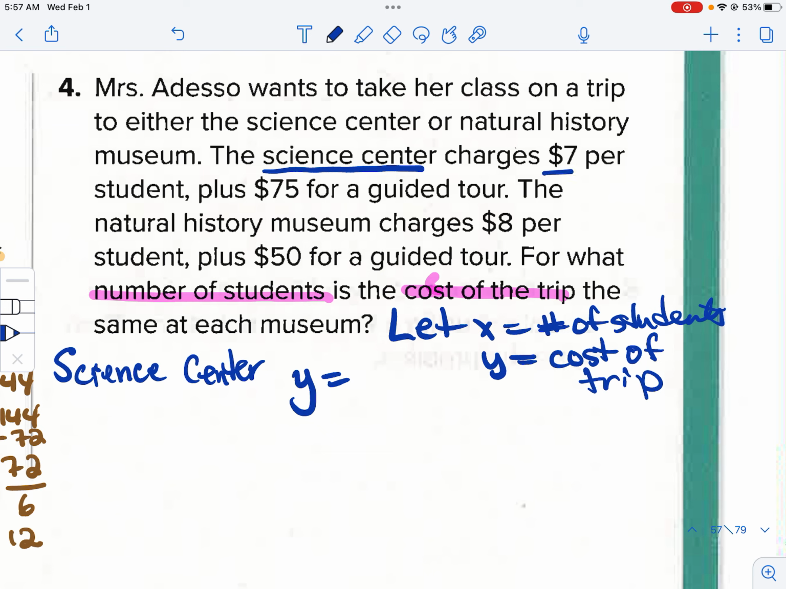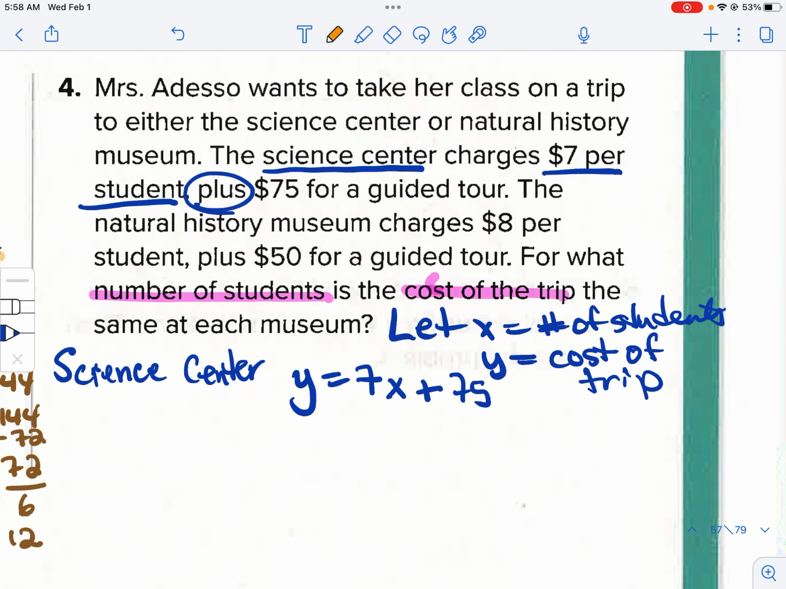Then it says $7 per student. Remember, when it has $7 per student, that means that we're going to take 7 and we're going to multiply it by X. Because one student would be 7 times 1. 2 students would be 7 times 2. 3 students would be 7 times 3. So we're taking the $7 and we're multiplying it by how many students there are. That is our slope, or our rate of change. Plus, because it says the word plus, 75.